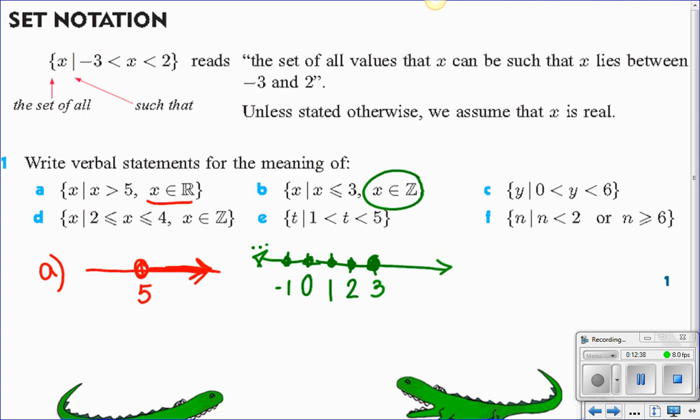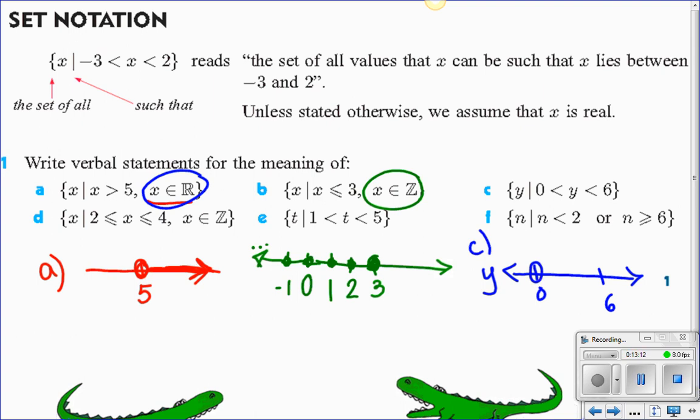Okay, we don't need to do all of these, I don't think, but one more, C. So C is the set of all values y, such that y is between 0 and 6. So it doesn't include 0 and 6 because there's no equal sign here. Okay, so y is between 0 and 6. By the way, to show that it's y, we can put a little y in front of our number line. And because it doesn't say all real numbers, we assume that it is all real numbers.